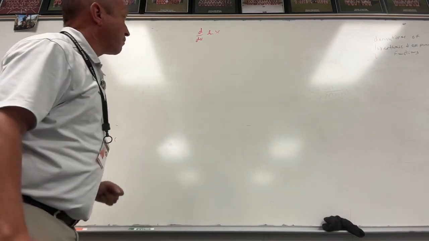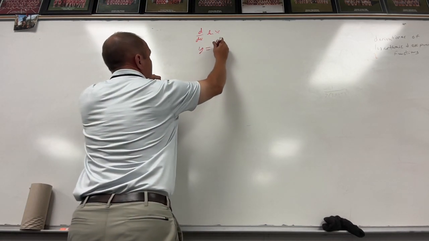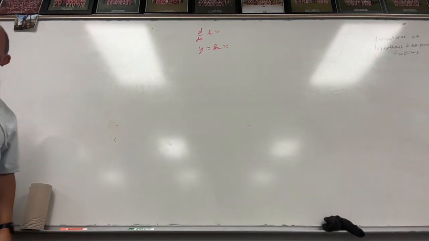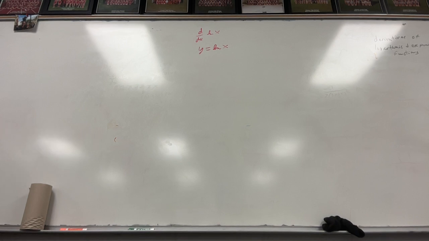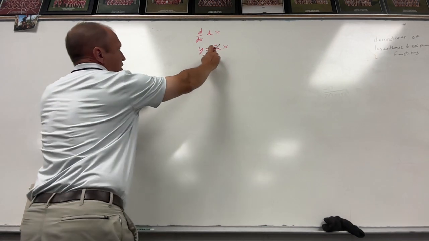Start off by stating that y equals the natural log of x. That is my original equation: y equals the natural log of x, and I want to know what the derivative of that is. But before I do that, I can't just go in and do it now because I don't know this.